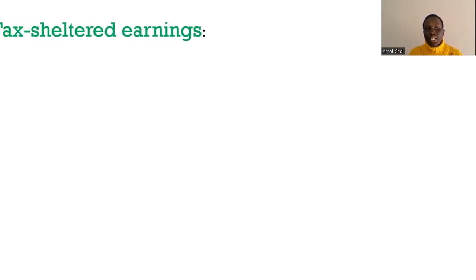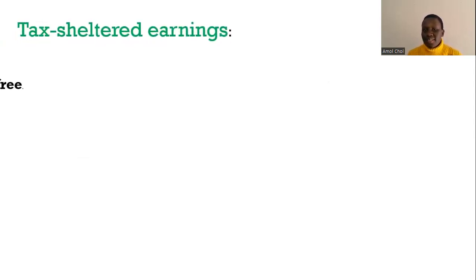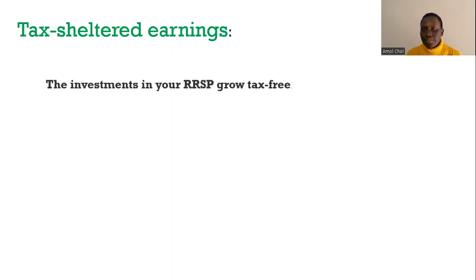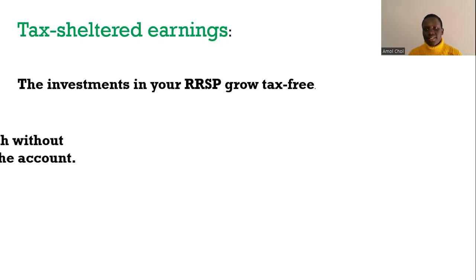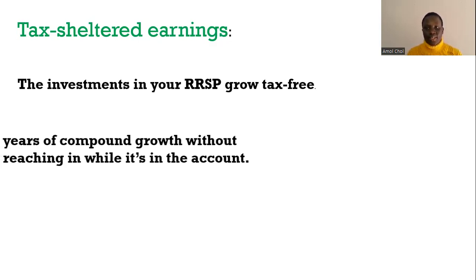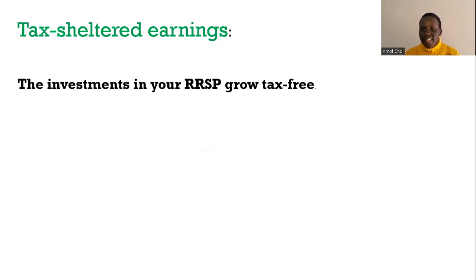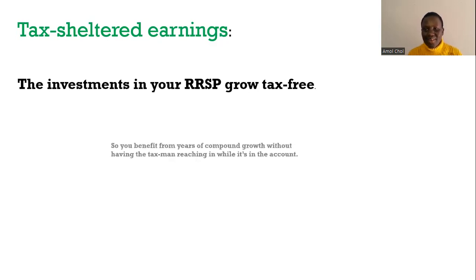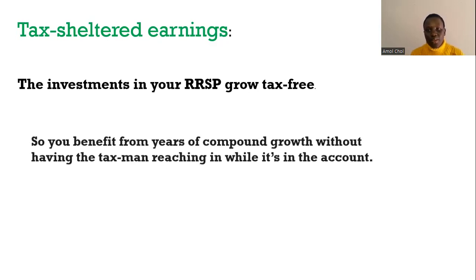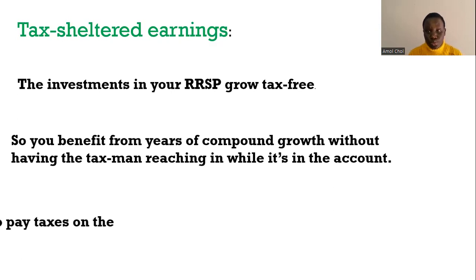Another one will be tax sheltered earnings. And this is the best part of the RRSP account for me, right? For me, this is the best part that I like. So you take your 7,000, put it in your RRSP, and then what next? Do you just keep it like that until you retire, or maybe the time you buy your first home or you go to school?